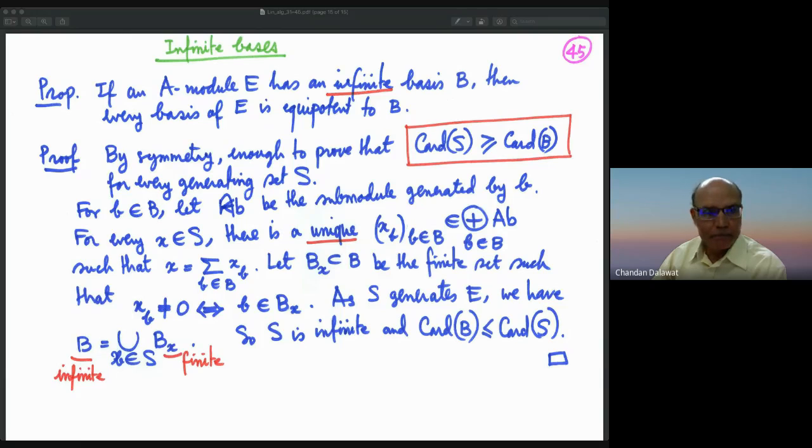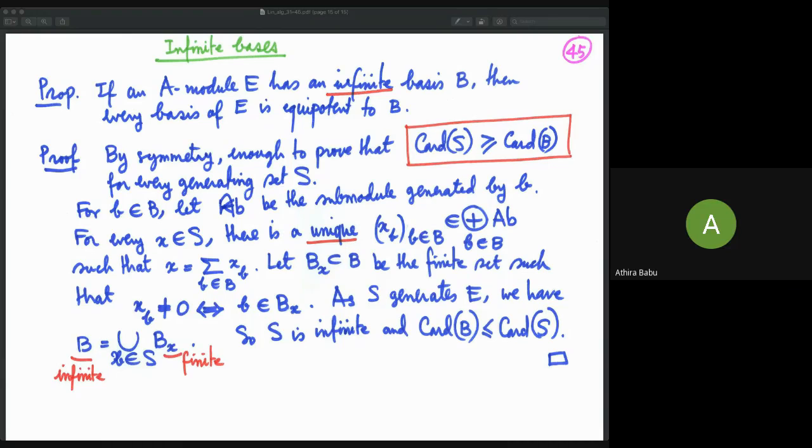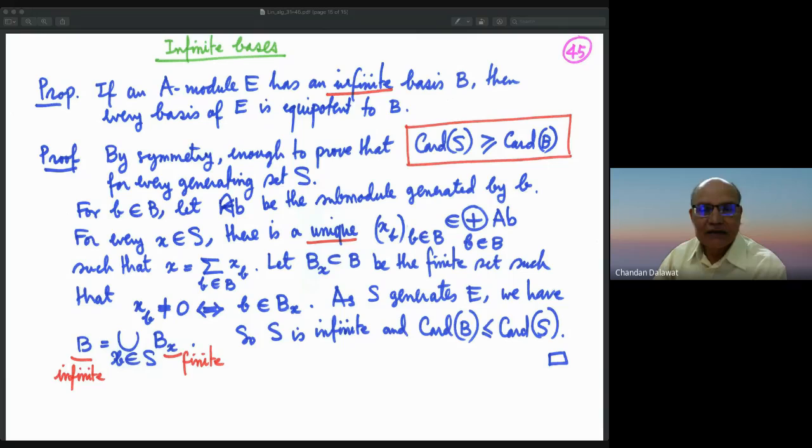Okay, that's right. Thank you, sir. It's sometimes called the rank. If it's a vector space, if you are working over a field, then it's called the dimension. But if you are working over an arbitrary ring, sometimes it's called the rank of the free module. Other questions?